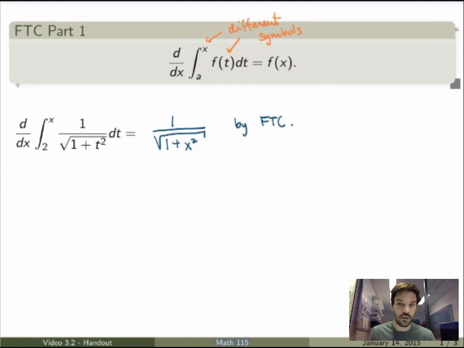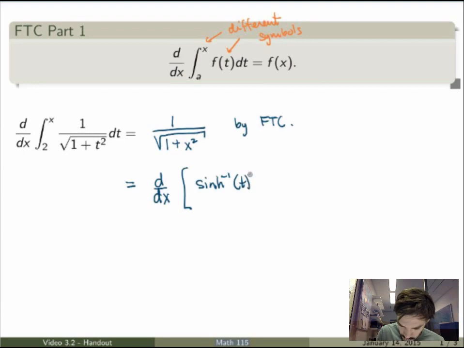Now, just for fun, let's do it the old-fashioned way. So what we could also do in this case is just evaluate the integral first. So that expression would be the derivative of the integral here. Now, if you look back at your table of integrals, you will realize that the integral of this function is just the inverse hyperbolic sine function. And now, of course, this is between 2 and x.